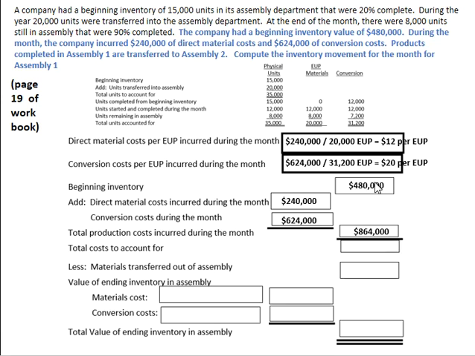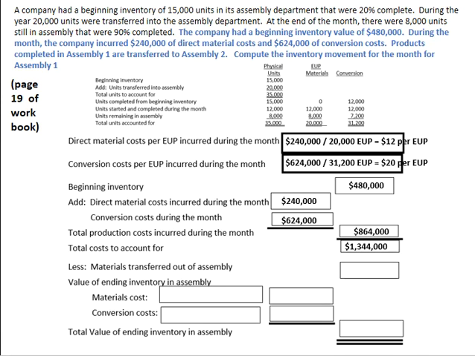Now in addition, I have my beginning inventory value, so the total cost I have to account for that has gone through that work in process account for assembly 1 is $1,344,000. Now I've got to subtract out the materials that are transferred out. However, that number is not known. That is the X that we're going to have to solve for. I don't know what that number is, but I do know the amount of inventory remaining in the assembly department. So if I can calculate my ending inventory, I can always solve for X.